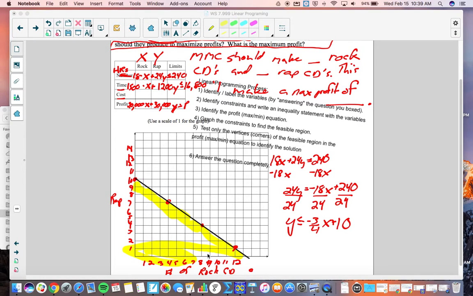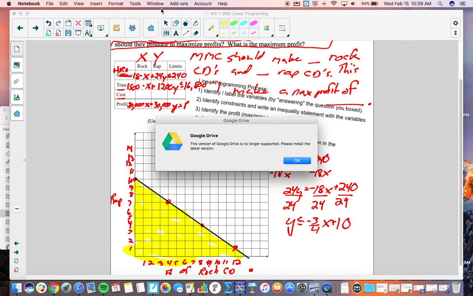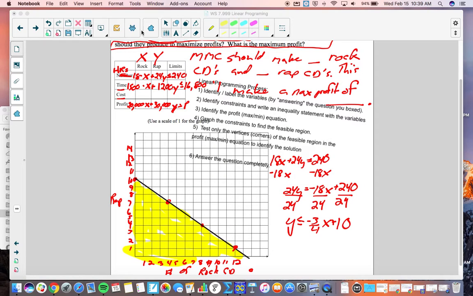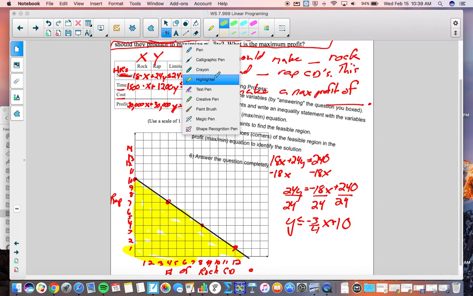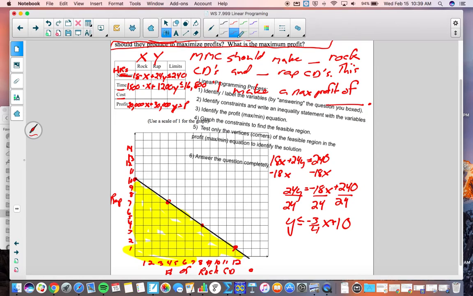Whoa. Anything underneath it, of course I can't do negatives, so I got a little bit sloppy there with the shading. Anything there is feasible to make based on the number of hours we have in the studio. But then we're also limited by money. So let's solve that other equation for y.